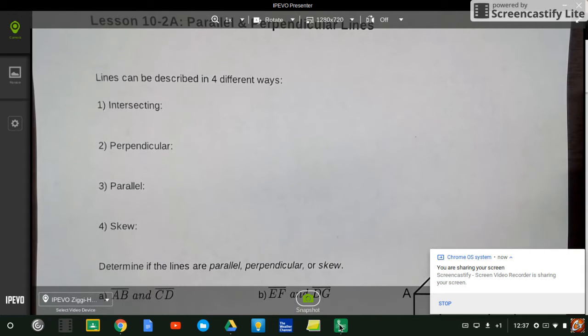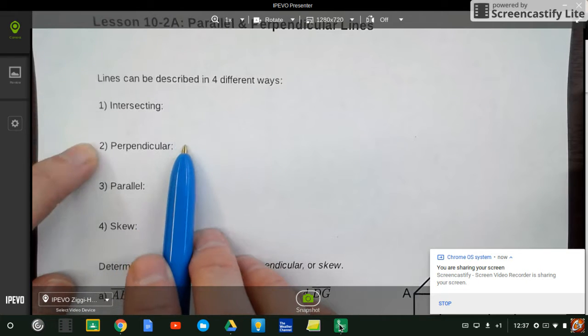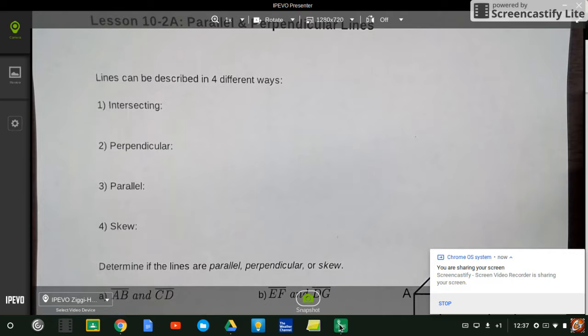So we're going to continue our unit talking about different types of lines. We've talked about their equations. Let's talk about four ways lines can be described. We can have intersecting, perpendicular, parallel, or skew. Now, these are all different ways that we can talk about it.